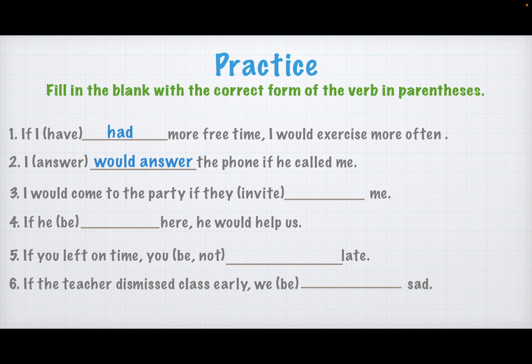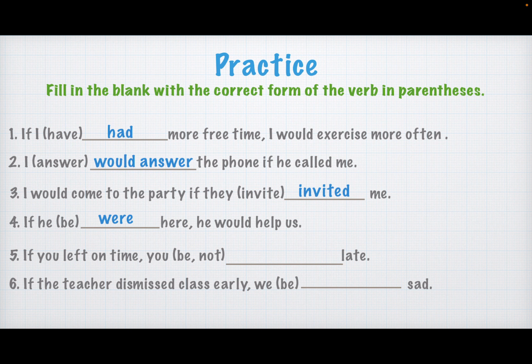Number 3, I would come to the party if they invited me. Simple past tense here in the conditional clause. And number 4, little tricky, if he were here, he would help us. Don't forget to use were, not was, simple past, but the special form for the conditional of the be verb here for number 4.